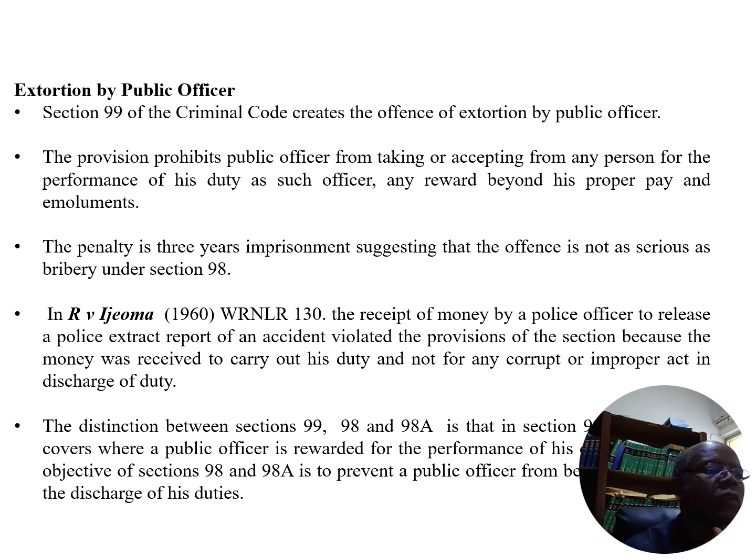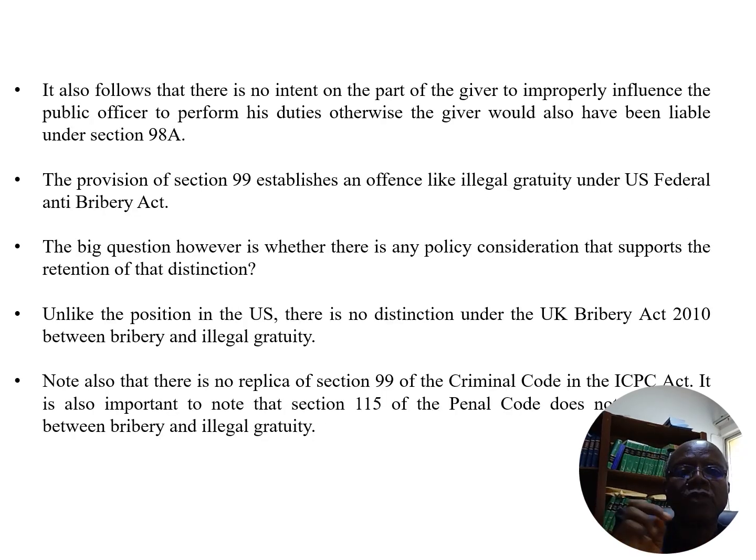Now, the distinction between Section 99, 98, and 98A is that Section 99 covers where a public officer is rewarded for the performance of his duty, whereas the objective of Sections 98 and 98A is to prevent a public officer from being influenced in the discharge of his duty. It also follows that there is no intent on the part of the giver to improperly influence the public officer to perform his duties, otherwise the giver will also have been liable under Section 98A.